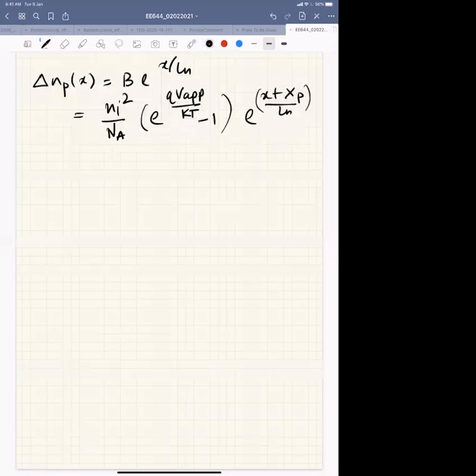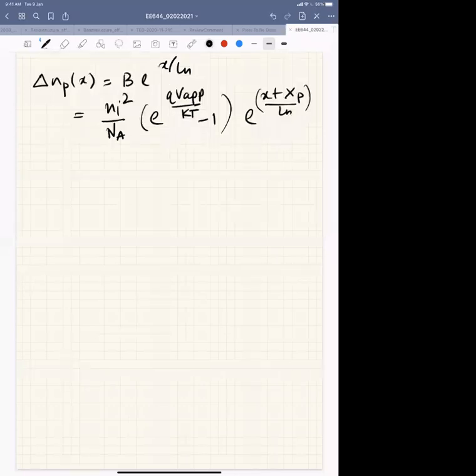You can see that at x equal to minus xp, your delta np will be ni squared by Na times e to the qV by kT, and if you go far away from the edge of the depletion region, your delta np will become 0, right? So this is delta np(x).